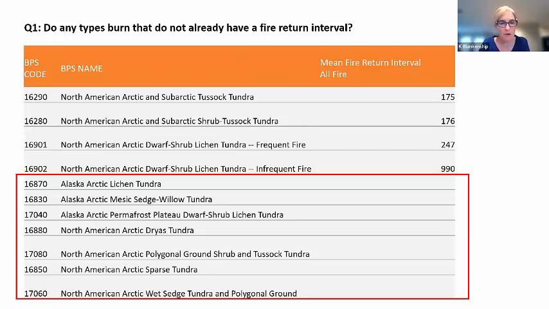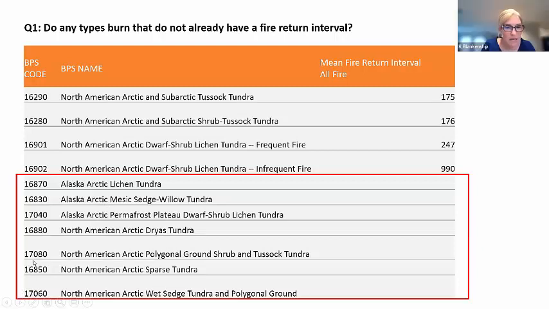I'm imagining maybe there are some that we could say are too wet to burn or too sparse to burn? It would be easier to answer that if we saw it on a map, but I would think the polygonal ground. So you're saying the lower ones? Yeah. The Arctic polygonal ground shrub tussock tundra, 7080, definitely.